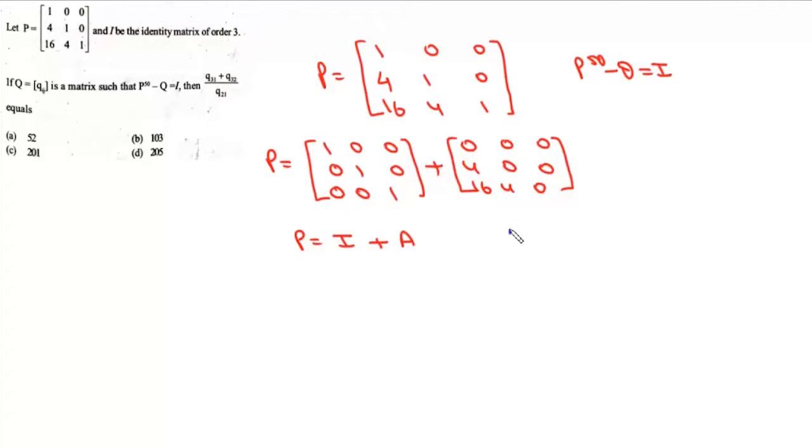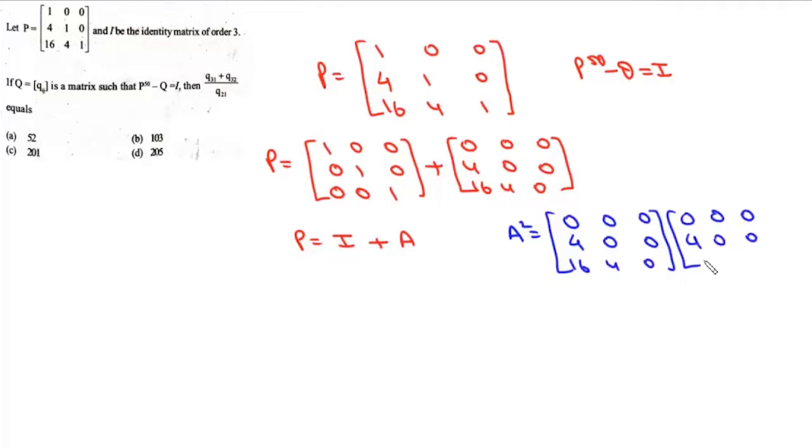Now we'll first find A square. Now A square will be 0 0 0, 4 0 0, 16 4 0 into 0 0 0, 4 0 0, and 16 4 0. Now we multiply them, we'll get this as 0 0 0, 0 0 0, and here will be 16 0 0. So the value of A square will be 0 0 0, 0 0 0, and 16 0 0.